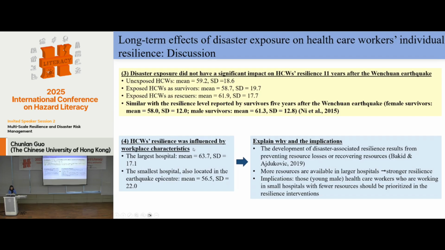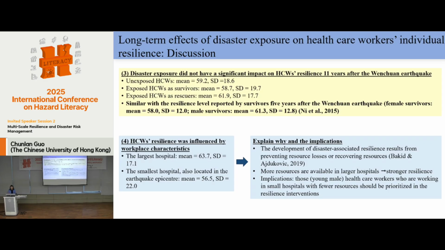And number 4, healthcare workers' resilience was influenced by workplace, because we collected data from 3 different hospitals. Number 8 is the largest hospital, and working in that hospital, the healthcare workers report a higher resilience level. So we went back to check, and we found that some scholars have already indicated that resources are very important, and a bigger hospital has an abundance of resources to support the healthcare workers.